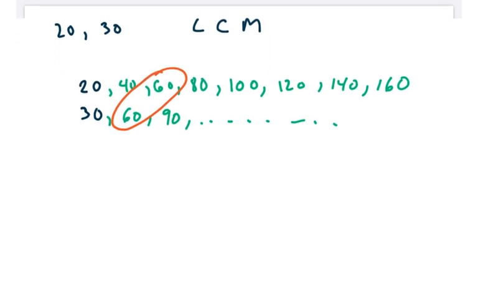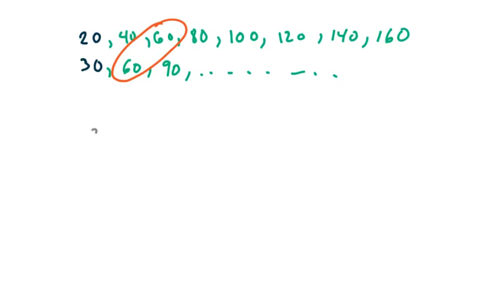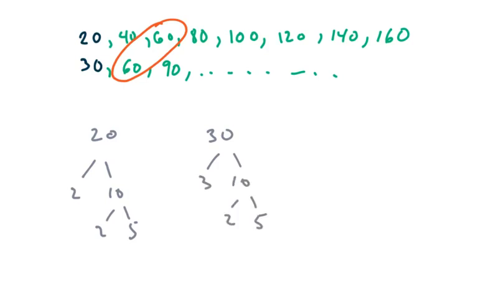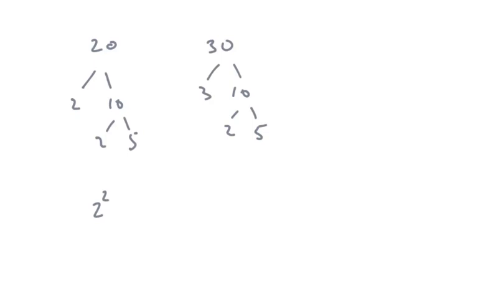Another way of doing this is to write 20 and 30, and break both of these numbers down to their prime factorizations. If we do that, we see we're left with 2 squared times 5, and 2 times 3 times 5.